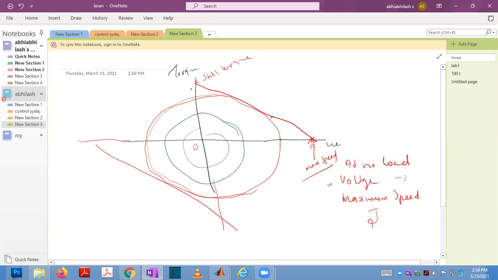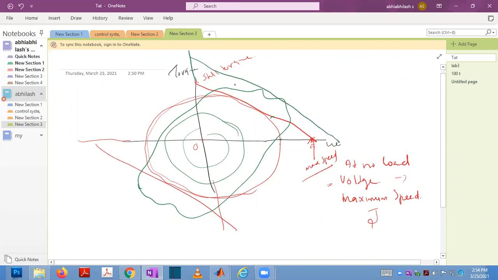Suppose you need a load profile something like this. If the load profile you want is something like this, then this kind of motor with this speed torque characteristic, you cannot use. At that time you have to use a speed torque characteristic just like this. This kind of speed torque characteristic motor you can use.